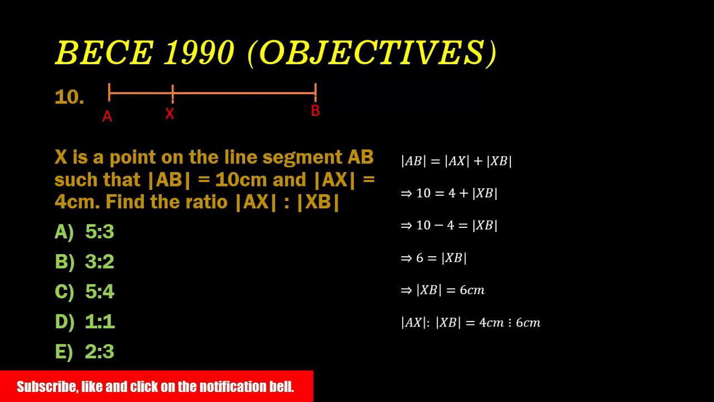The next thing is that we now find our ratio. We find the magnitude of AX to the magnitude of XB, and that will simply equal 4 centimeters to 6. And simplifying, the magnitude of AX to the magnitude of XB is simply equal to 2 to 3. And which option is that? It's obvious, the option is option E. That is, option E is our correct answer.